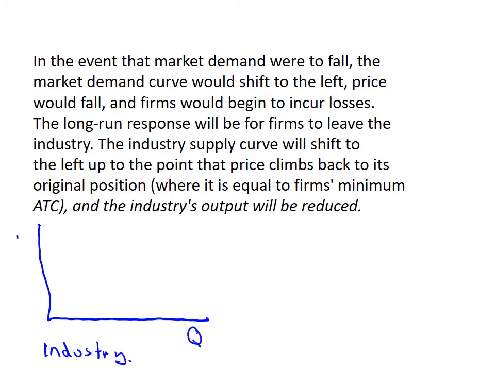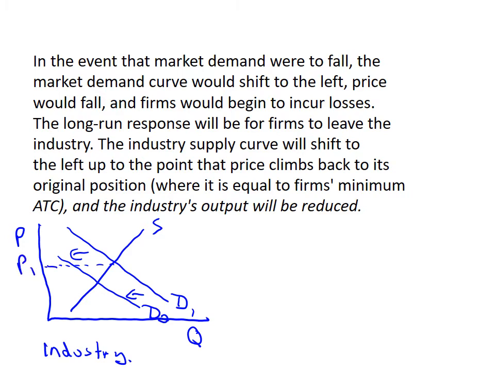Q and P. So what happened? The market demand were to fall, and then there's losses. Okay. So D1, S, D2, and so we have P1 here and P2 there.